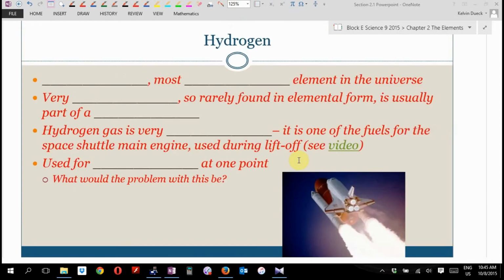Hydrogen. Another special element. It's the lightest.